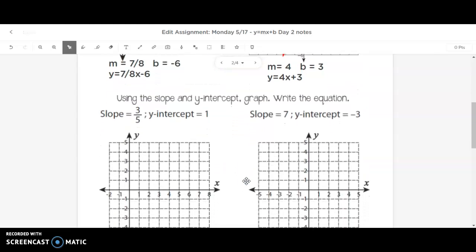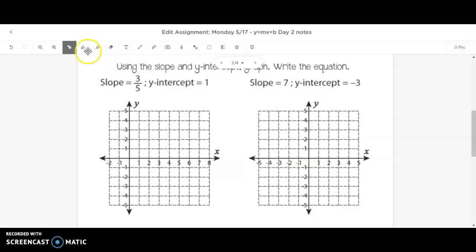Using the slope and y-intercept, graph, write the equation. So what we can do is just take 2 points here. Y-intercept is 1. My slope is 3/5. So I'm going to go up 3 and then over to the right 5. I'm going to go ahead and connect those two with a line, and we're good to go.